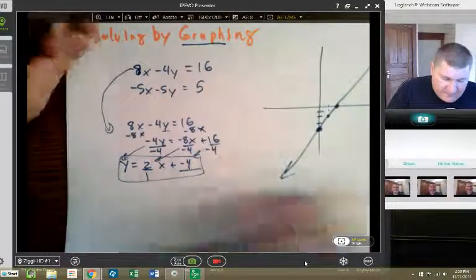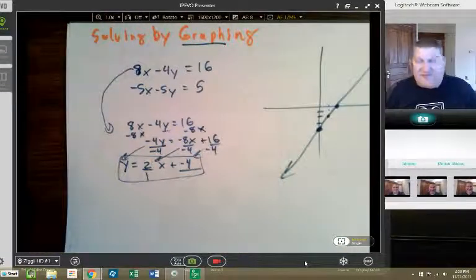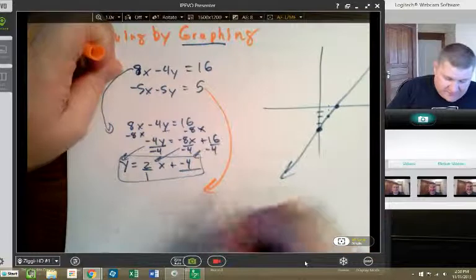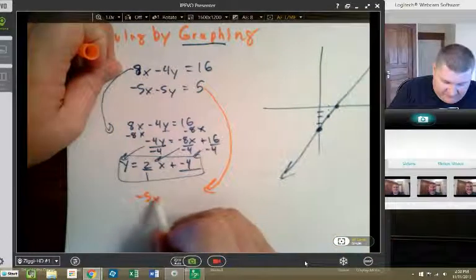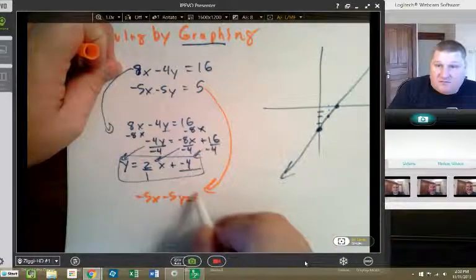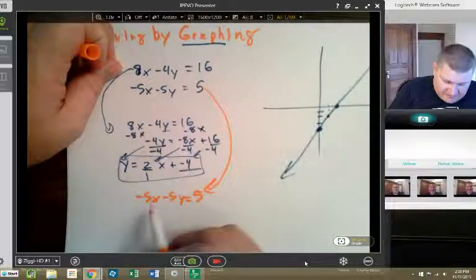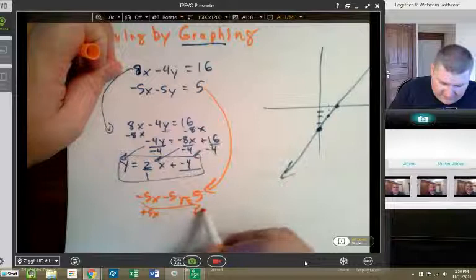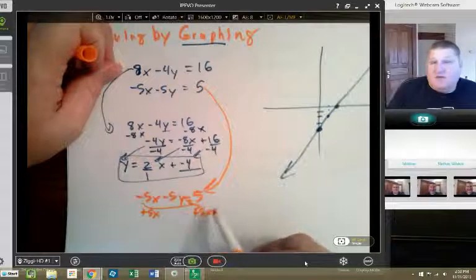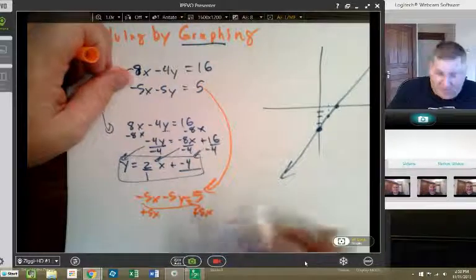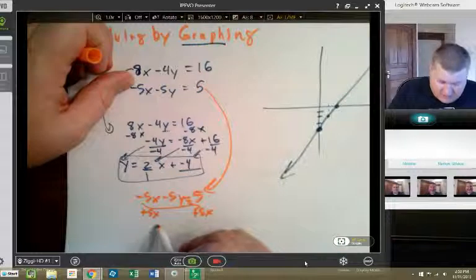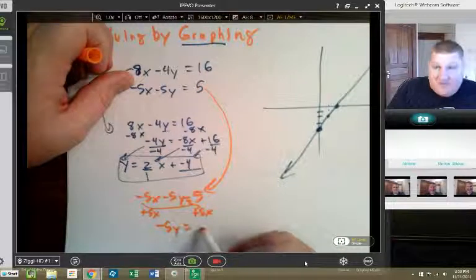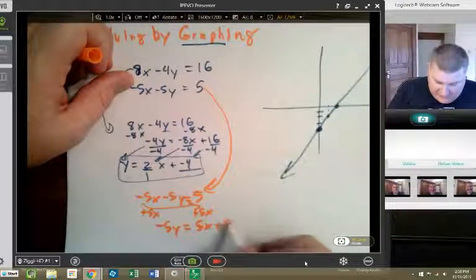There we go. Now, if I take the other equation and we solve it, so we say negative 5x minus 5y equals 5. First thing I need to do is move the 5x to the other side, so I add 5x, add 5x. Now, folks, if I don't see all of this work on your paper, you're not going to get it right, and I'm not going to give you credit. So negative 5y equals 5x plus 5.